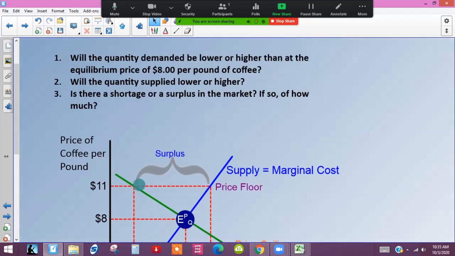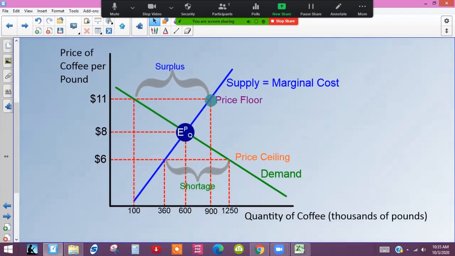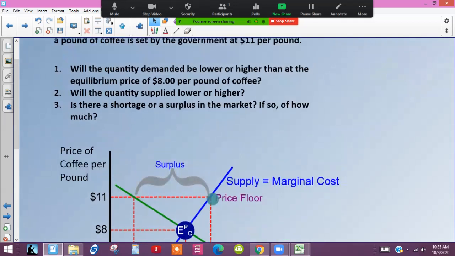So will the quantity supplied be lower or higher? Well, it's going to be higher, because with the government imposed price floor, you're going to get a movement along the supply curve from here up to here. So you're going to get an increase in supply from 600,000 pounds of coffee to 900,000 pounds of coffee with that price floor.